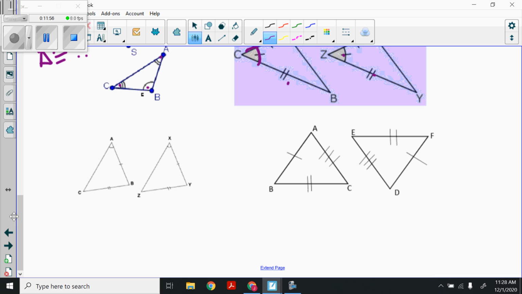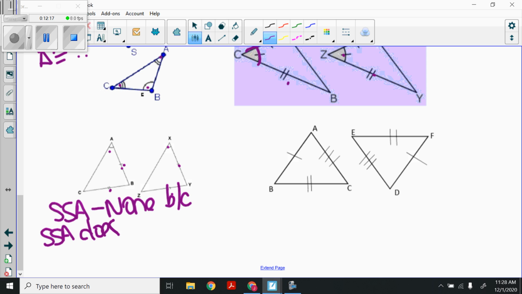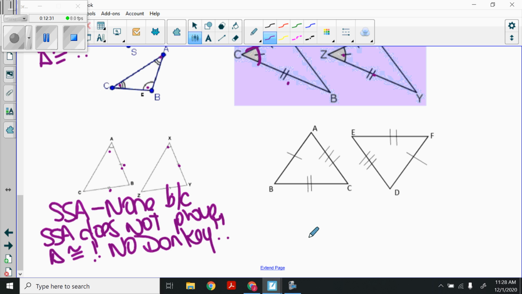All right, next one down here. So I have an angle, a side, an angle, a side, or a side, side, angle. So I have an SSA. Oh no, look, that spells a bad word. That's the donkey. So this is none, because SSA does not prove triangles congruent. No donkeys allowed. No bad words allowed.